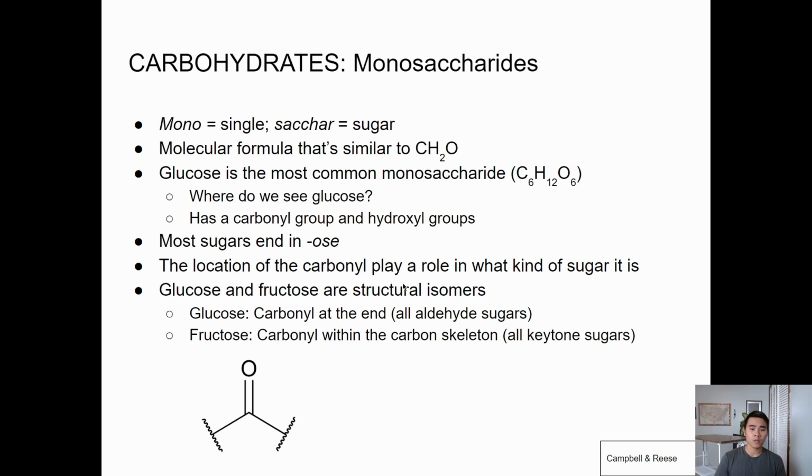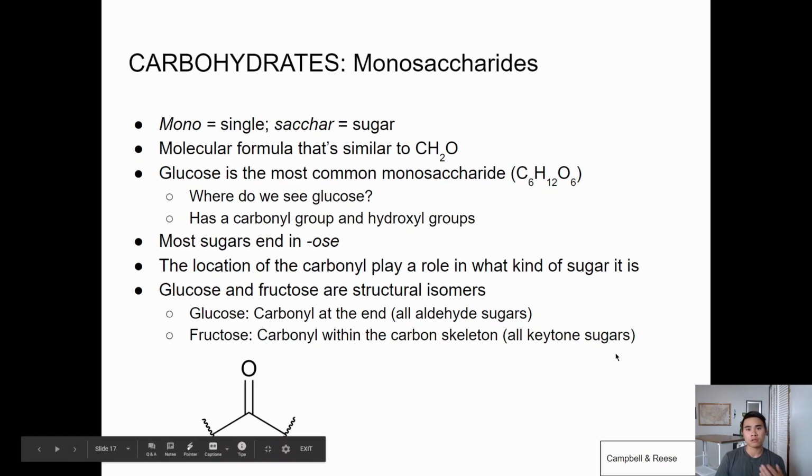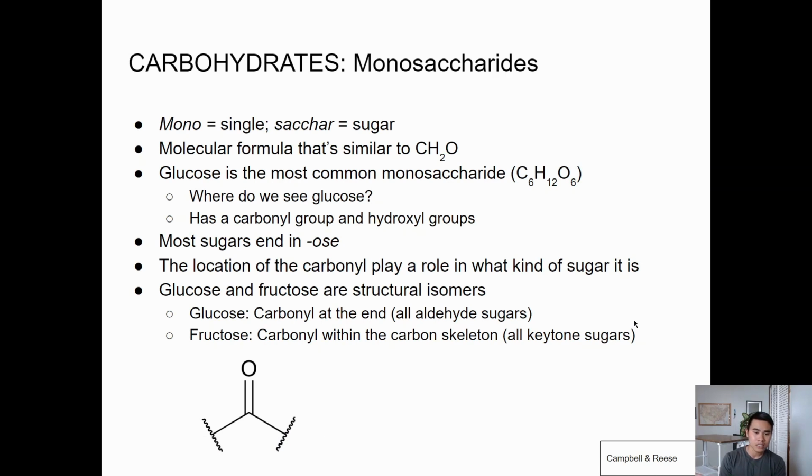And the location of the carbonyl plays a role in what kind of sugar it is. There are two different types: the aldehyde sugars and the ketone sugars. These are also isomers of each other. Glucose and fructose have the exact same molecular makeup, the same amount of carbon, hydrogen, and oxygens. What makes them different is where the carbonyl group is located. If the carbonyl is at the end of the chain of carbons, then it's essentially glucose, or an aldehyde sugar. But a ketone sugar has the carbonyl group inside the skeleton.